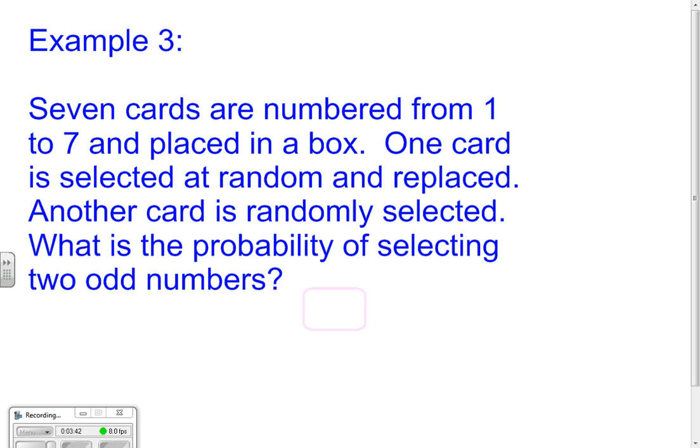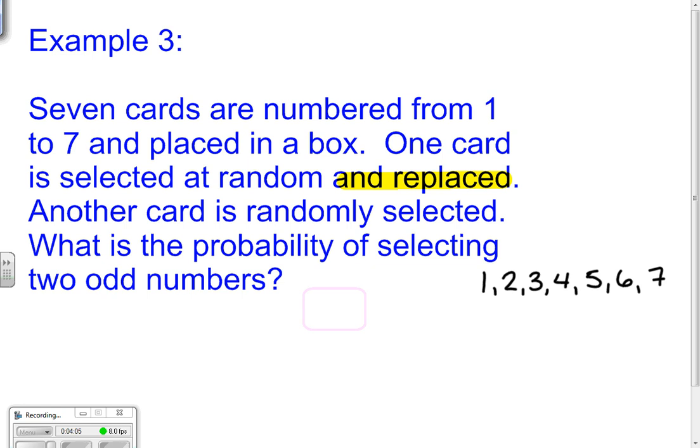Seven cards are numbered from 1 to 7 and placed in a box. I'm just going to list them out so I can see them. Those are my numbered cards. 1 is selected at random and replaced. Pay close attention to the and replaced part. That's really important. Another card is randomly selected. What is the probability of selecting 2 odd numbers?